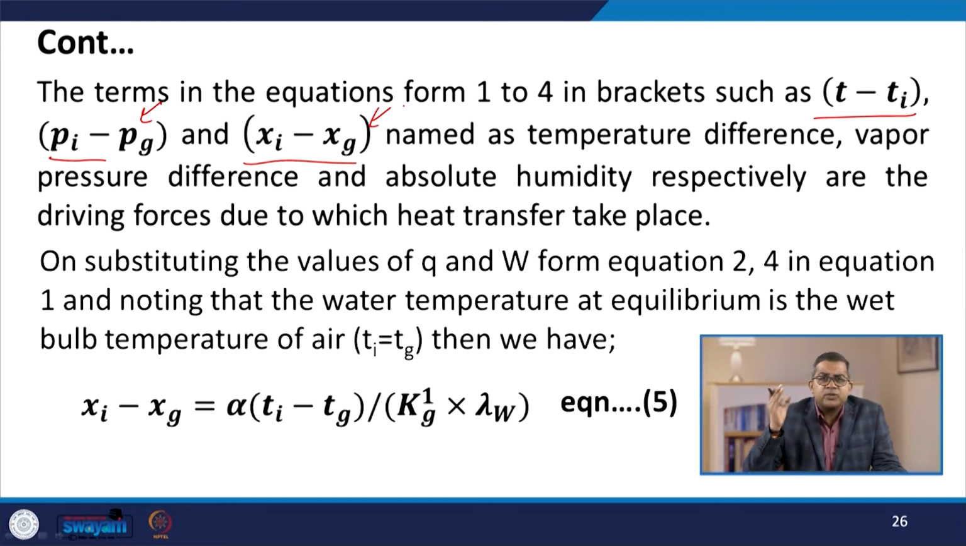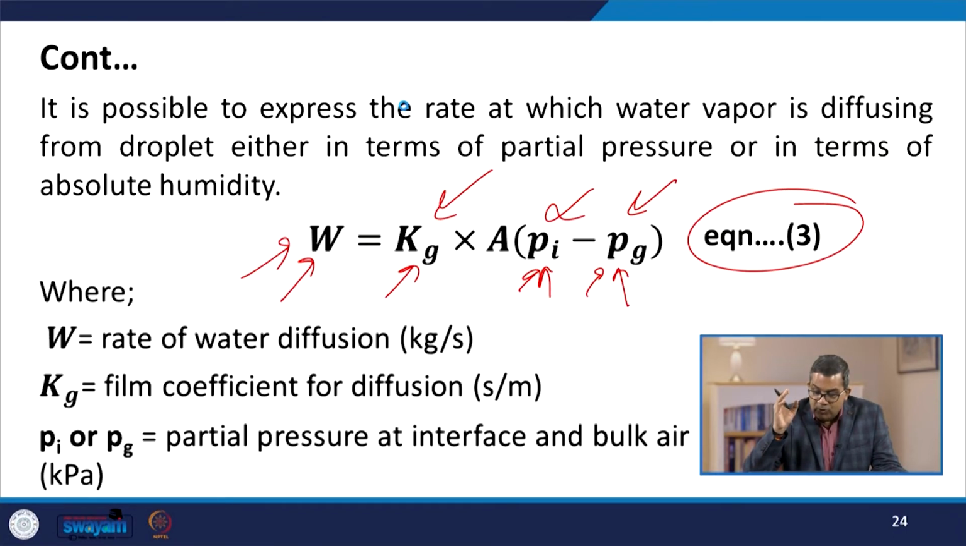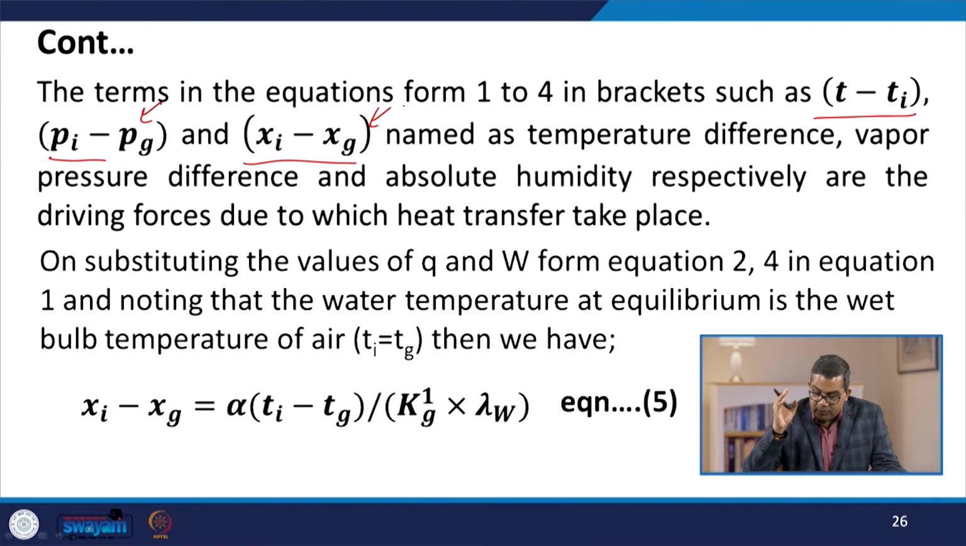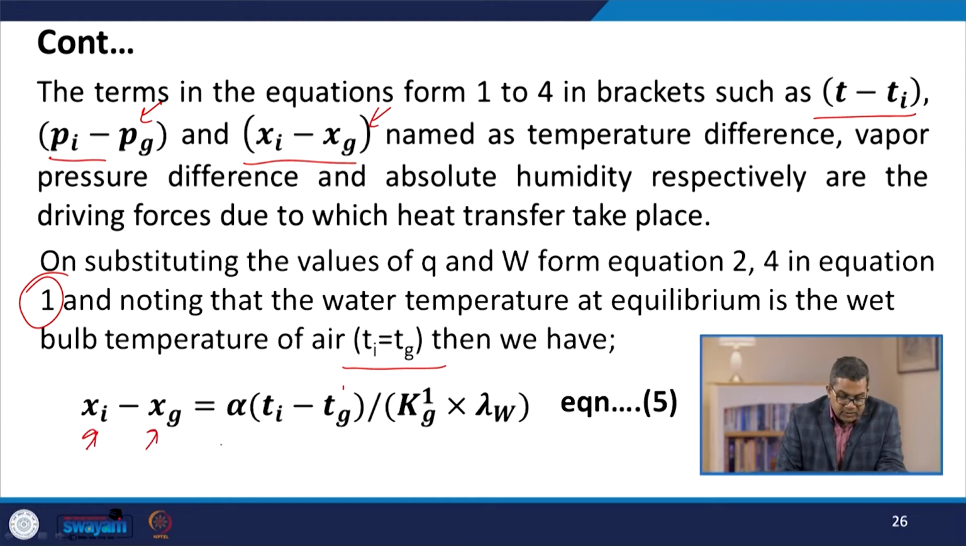Now, if we substitute the values of Q and W from these previous two, equation number 2 and equation number 4, in the very first equation, and assume that the water temperature at equilibrium is the wet bulb temperature of air, in that case Ti would be equal to Tg. Then we have Xi minus Xg is equal to alpha (Ti minus Tg) over K1G into lambda, and that is equation number 5.